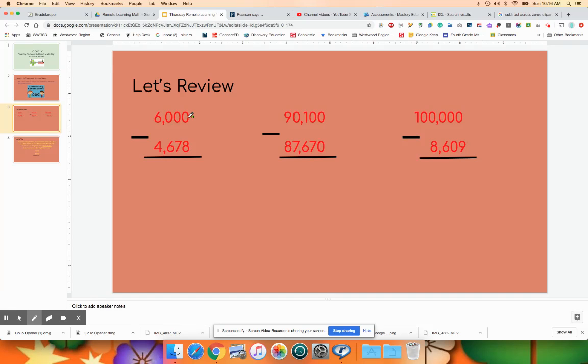If I have 0, I can't take 8 away from 0, right? So 0 minus 8 doesn't give me 8. It doesn't work that way. So I can't subtract this. I go to my neighbor, right? I want to borrow. My neighbor doesn't have anything. I need to borrow. So I go to the next neighbor. I still need to borrow, and there's nothing there. So I'm going to go to the final neighbor, and I'm going to borrow. So I'm going to cross this out, and this is going to become a 5.